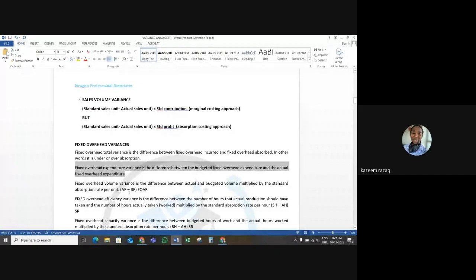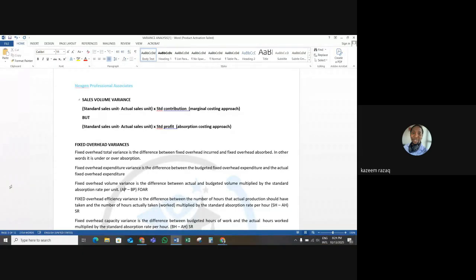So you're saying that this one is actual volume. Now you can say, well, okay, this one is a mistake. It's not a price, so it's not the price, right? Actual volume minus the budgeted volume times FOAR, right? Now, also, our fixed overhead volume variance is divided into efficiency and capacity variance.